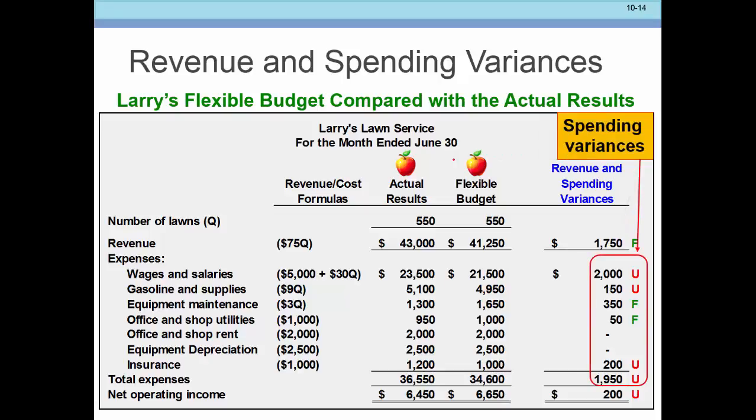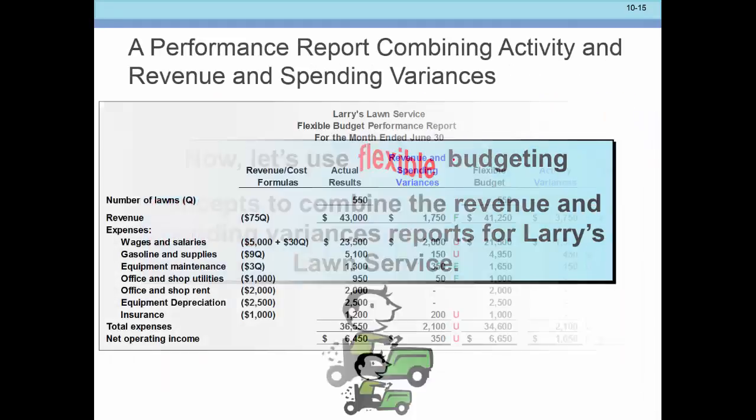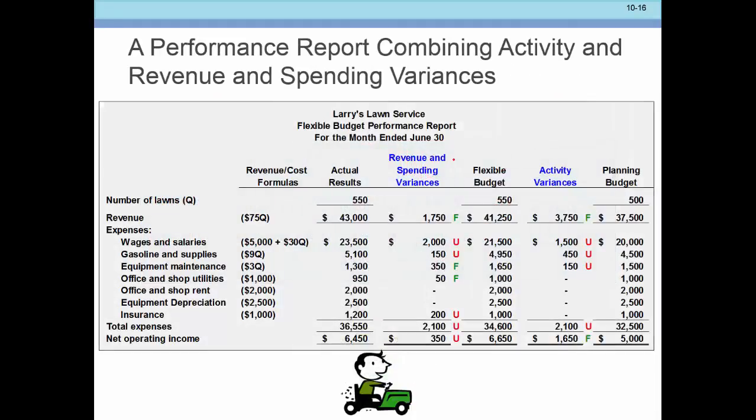All right, so what I want to do is show you the spending variances here. What I want to show you on this slide is that we're going to be focusing more on the spending variance. What's causing the spending? The activity variance is we mowed more lawns. Okay, next, end of the analysis, right? Where we get much more information is when we take our flexible budget versus the actual results.